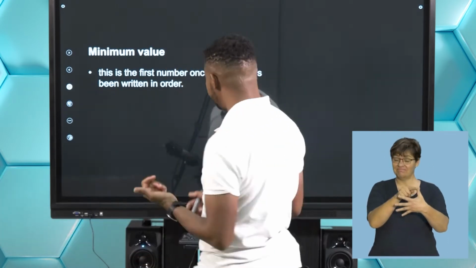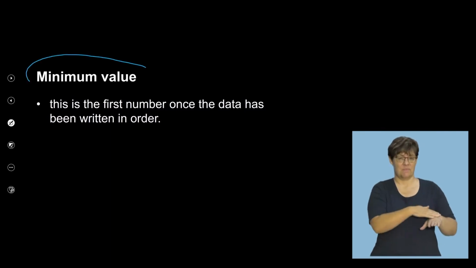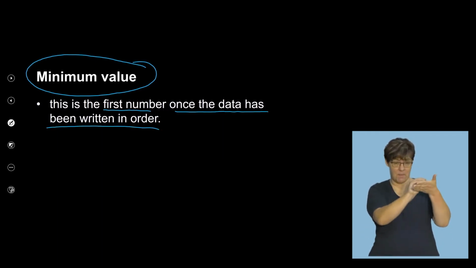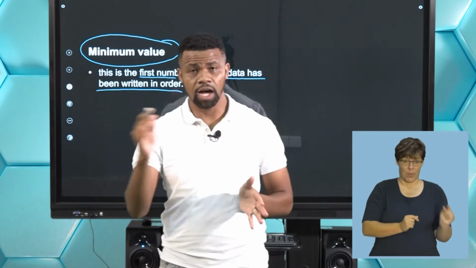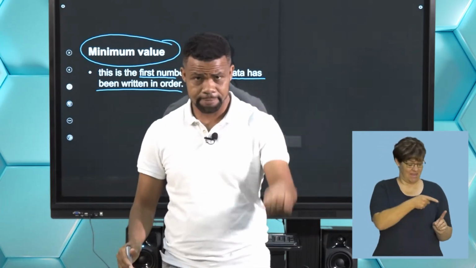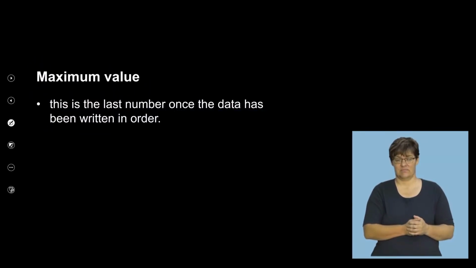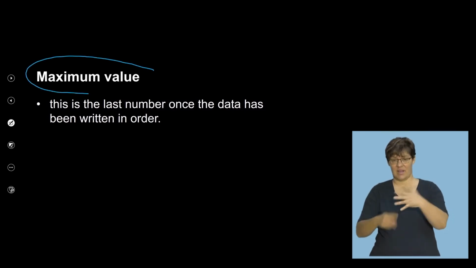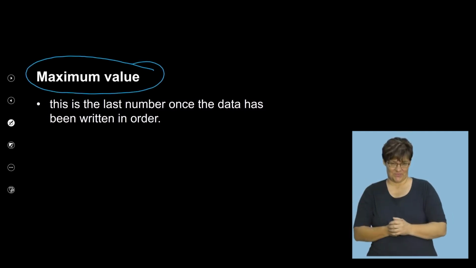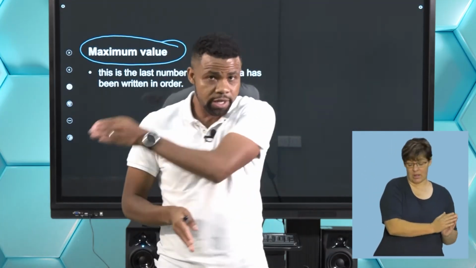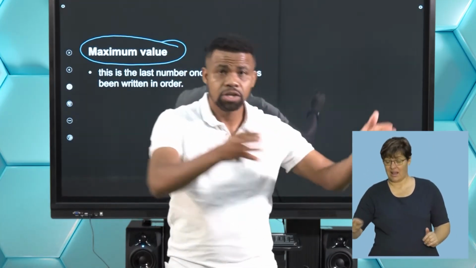So we have what is known as the minimum value. This is the first number once the data has been written in order from the smallest to the highest, therefore that's the minimum. Then our last one is called the maximum value, and this is the last number once the data has been ordered from the smallest to the highest.